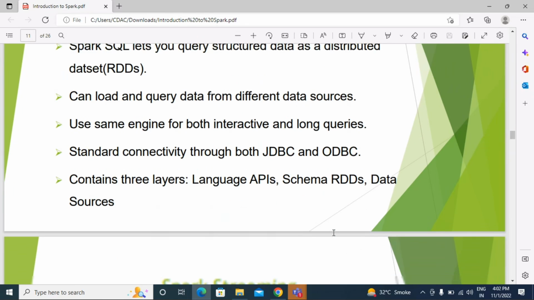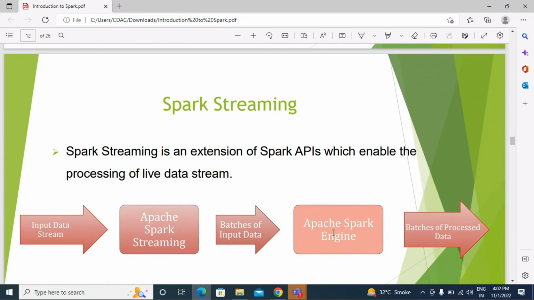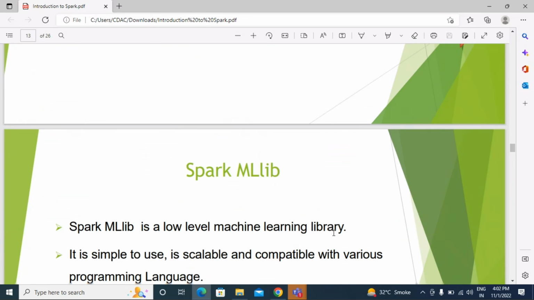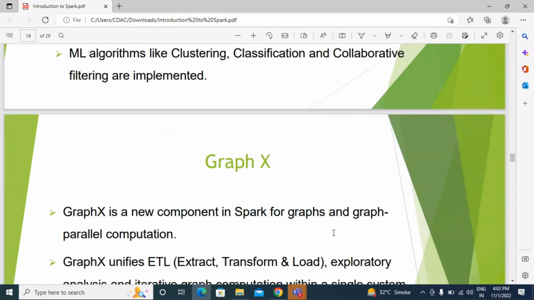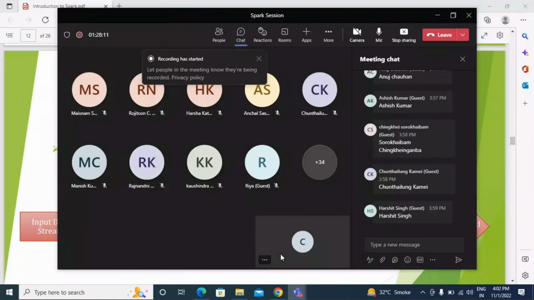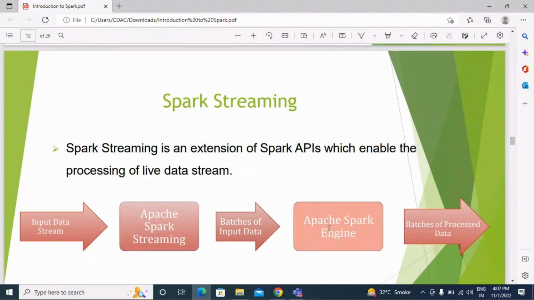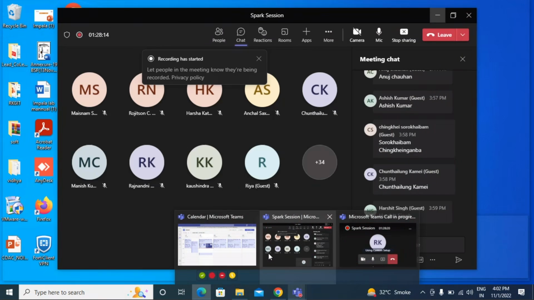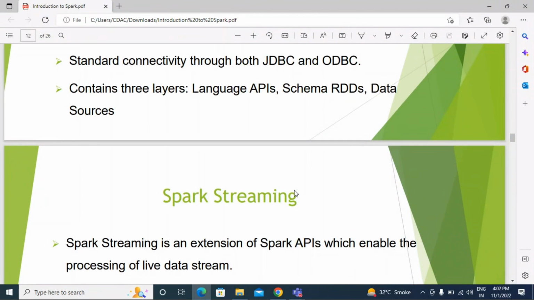Then another component is your Spark streaming. Spark streaming, machine learning libraries, graphics, and other things we'll be discussing in tomorrow's session. We'll continue all this tomorrow, at the same time, 3 to 4. I hope whatever we have gone through so far, you are able to understand.